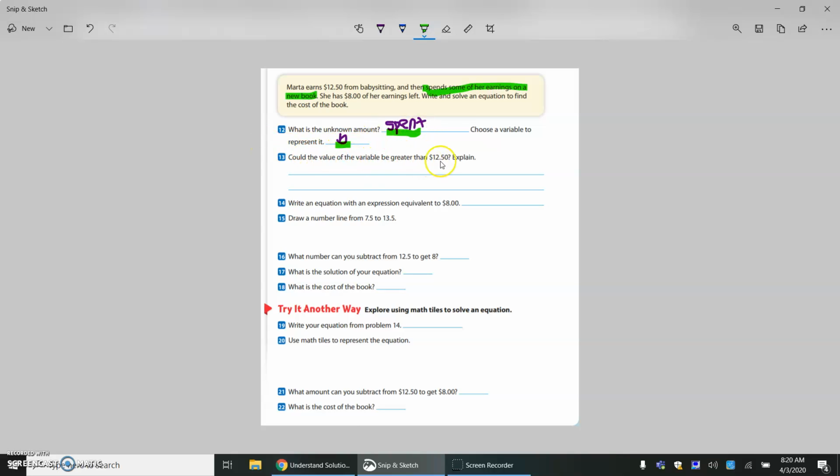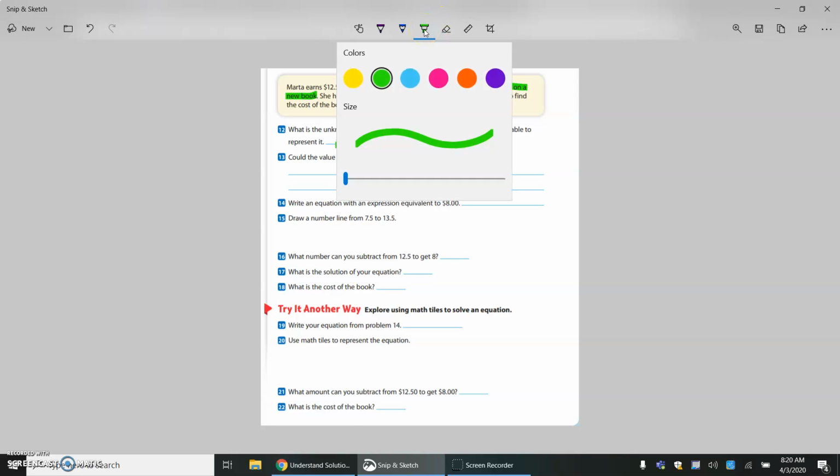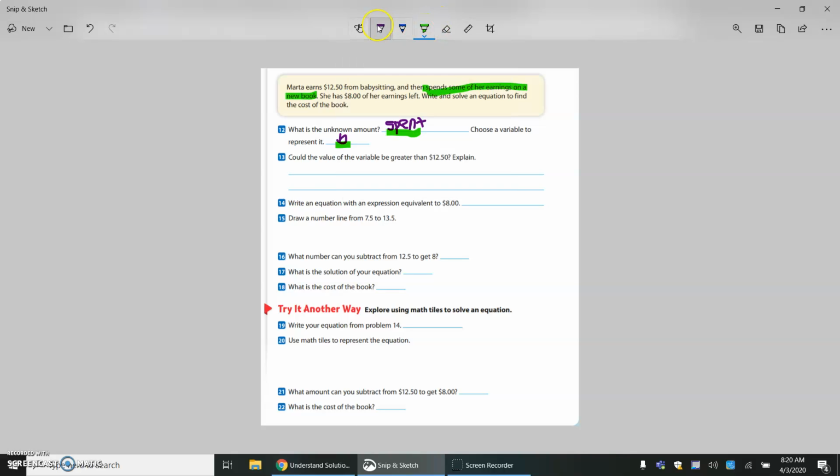Could the value of the variable be greater than $12.50? Explain. No, because she still has money left over. So if it was greater than $12.50, she wouldn't have any money left over and she'd be in the negative. I'm not going to write that out here. You can just hear my awesome, amazing voice telling you that no. And you should also be able to recognize why. I have a bunch of smarties in my class. I know that you guys know exactly what I'm saying.